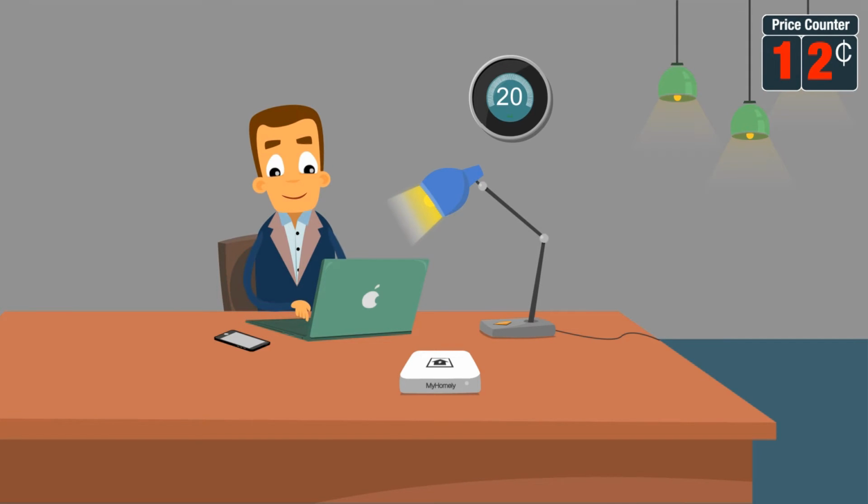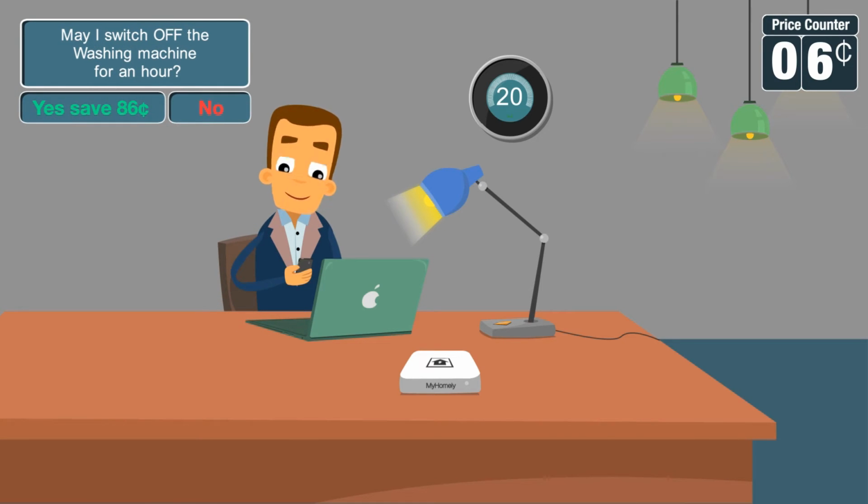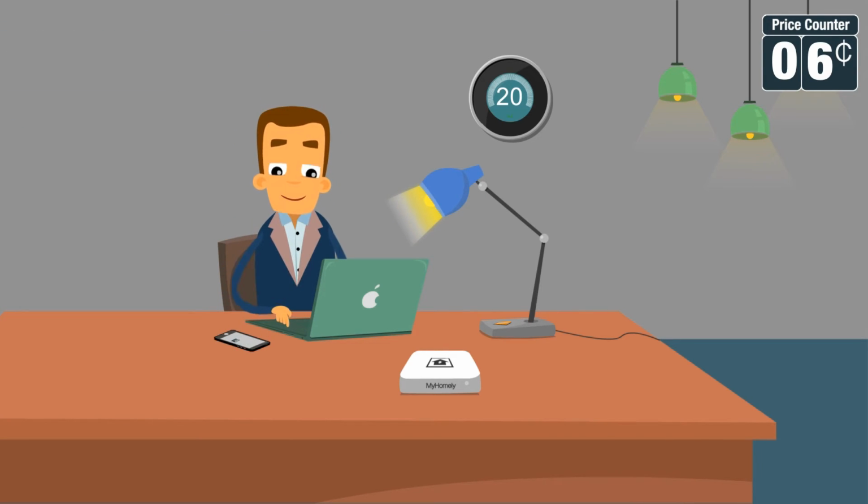MyHomely will dim lights or switch them off when they aren't required. You would be recommended to switch off heavy load appliances and systems when prices have surged, and the system would make HVACs lower electrical consumption during times when prices are high. Of course, ensuring comfort for you at all times.